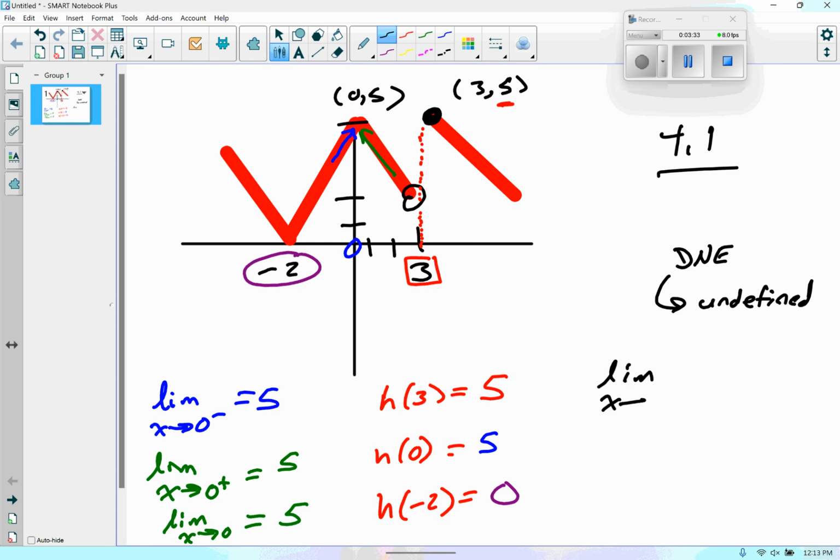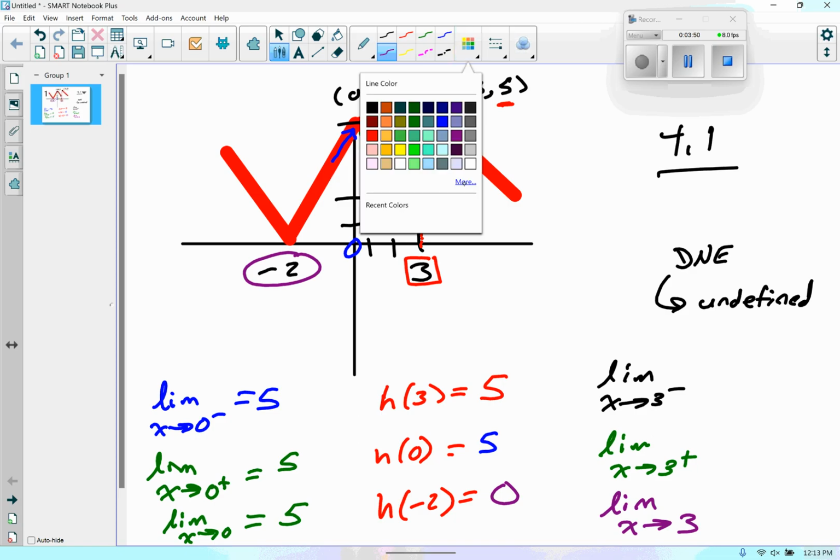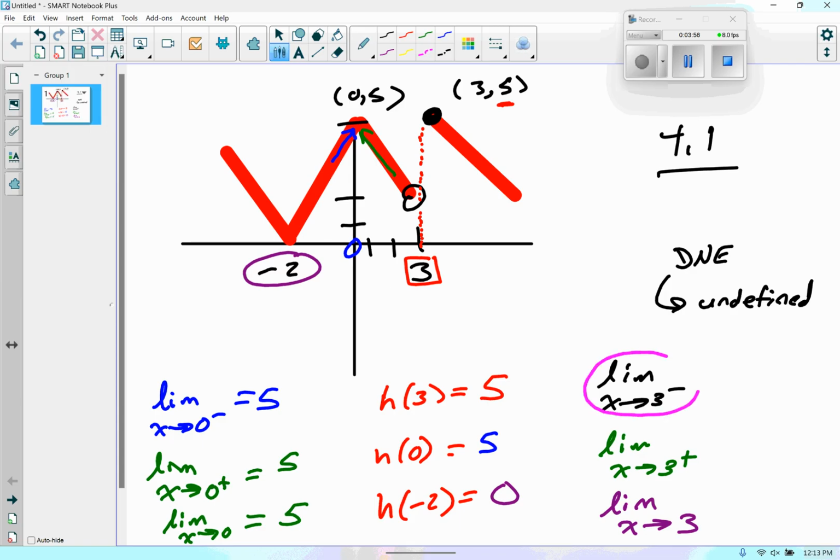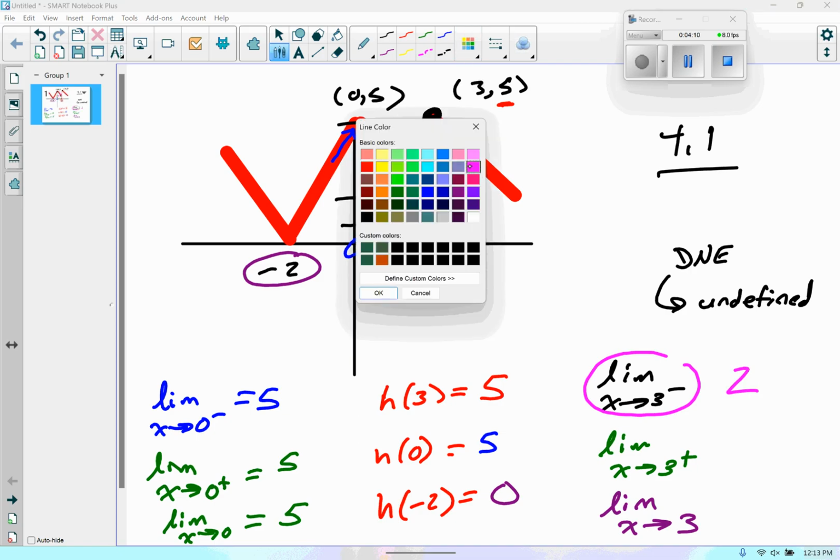All right, limit as x approaches 3 from the negative. Limit as x approaches 3 from the positive. And then the limit of x to 3 both ways. All right. So this one we got to be cautious with. I'm going to do some fancier colors. I think they're fancy. You guys might think they're lame. All right. This means I'm coming from the negative. So if I'm coming from the negative, I'm coming straight down this line to get to right here. So this is our y value of 2. Fancier colors. Let's do dark purple. I like that.